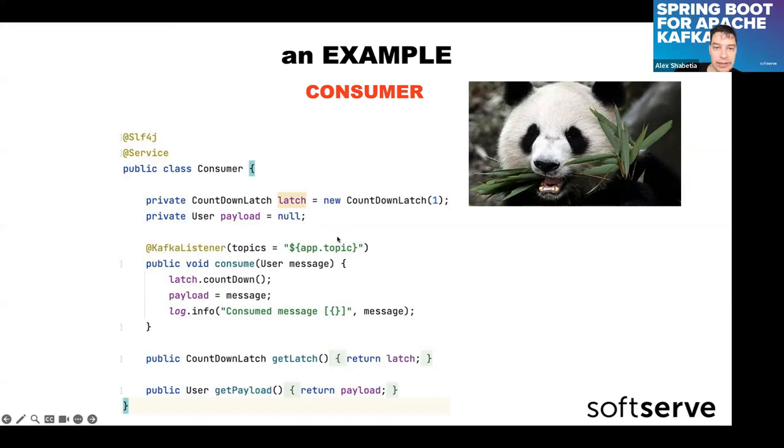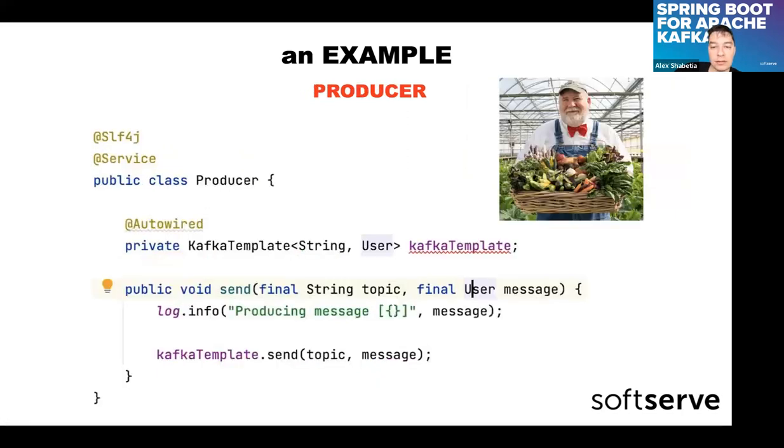Here is an example of a consumer in Java. For the consumer, I use the annotation KafkaListener that contains the name of the topic from which it receives the messages. For the producer, I use a KafkaTemplate which is provided by Spring, and it is used to send messages to the topic.